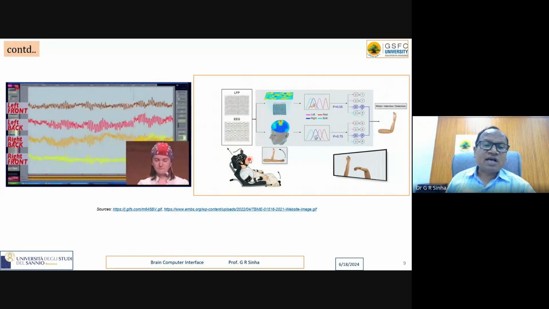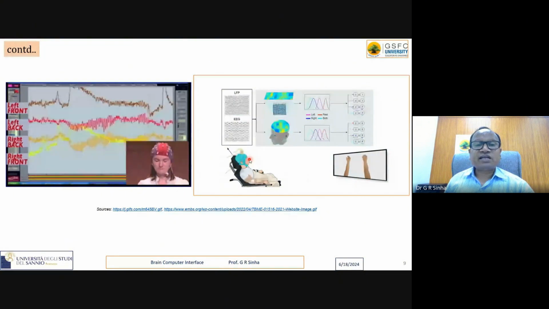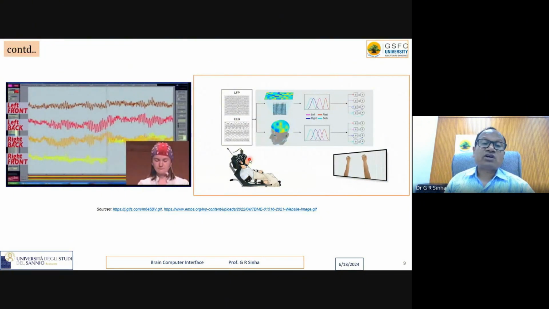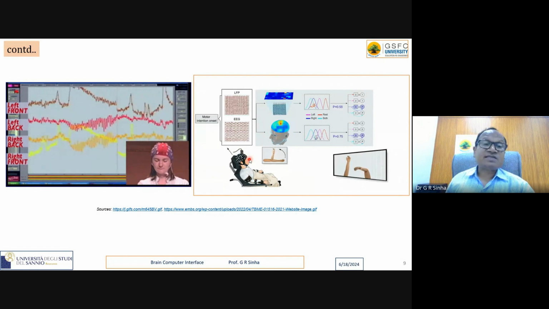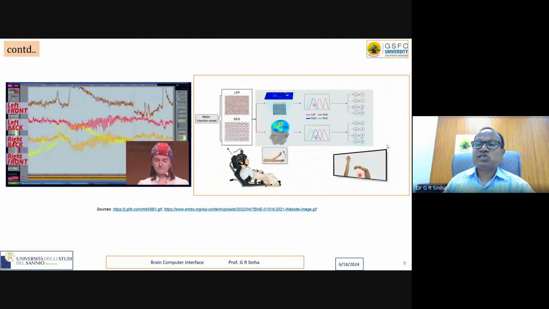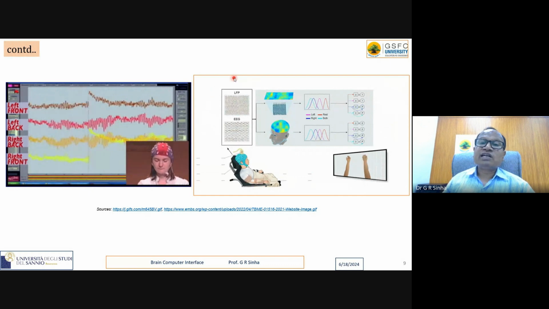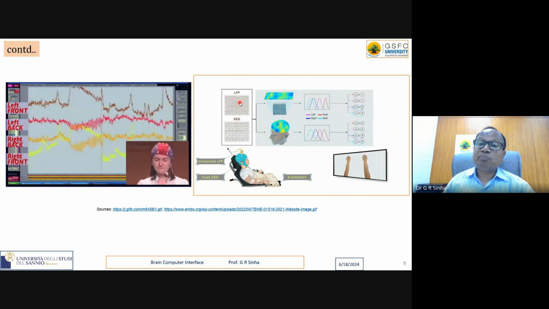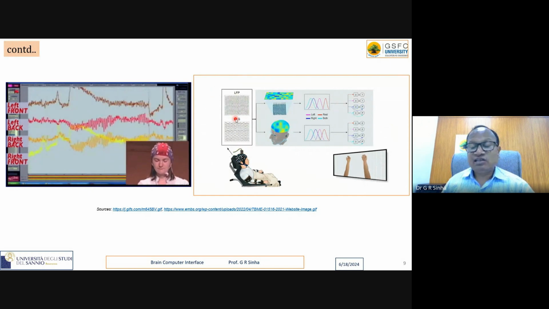After this slide, I will tell you some practical work on localization. This is the same picture where EEG is being recorded. Now, why have I included another picture? I have included another picture just to let you know the difference between LFP and EEG.